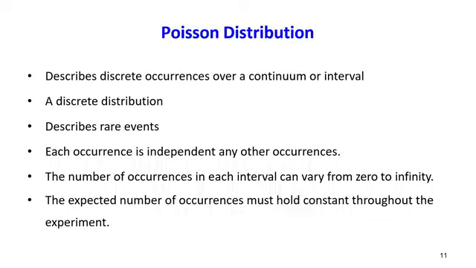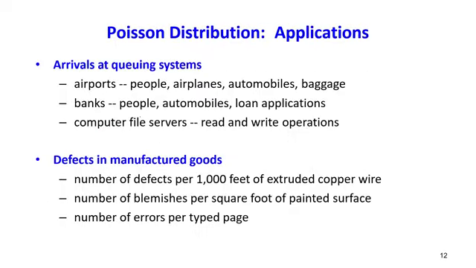If I want to measure the rate of any event to occur, then I will go with this Poisson distribution. These are described as rare events. For example, arrivals at queuing systems, such as at the airports, the number of people coming into the terminal in an hour.